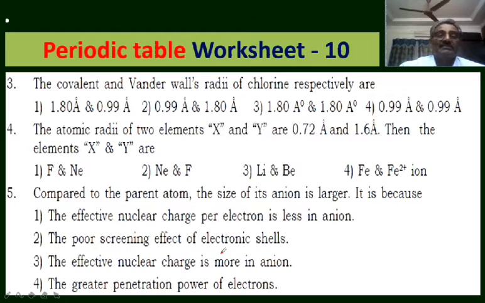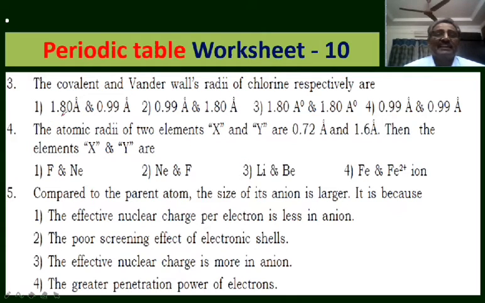Next, third question. The covalent and van der Waals radii of chlorine respectively are, actually you need not learn by heart the van der Waals and covalent radii of any element. Here you need to compare the values. You know that the van der Waals radius is more than that of covalent radius. Here covalent radius is given first, van der Waals radius is given later.